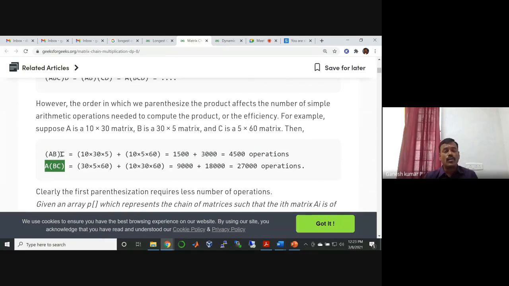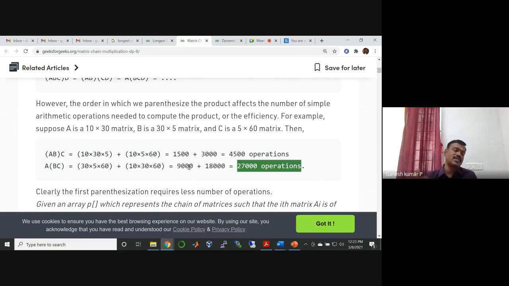If you are doing it in two ways, you may end up with different numbers of operations. For example, let us assume that A is a 10 cross 30 matrix, B is a 30 cross 5 matrix, and C is a 5 cross 60 matrix. If you multiply these matrices, how many operations do you have finally? 4,500 operations. For the other order, how many operations? Likewise, what you can infer from this is that you have many solutions for the problem.